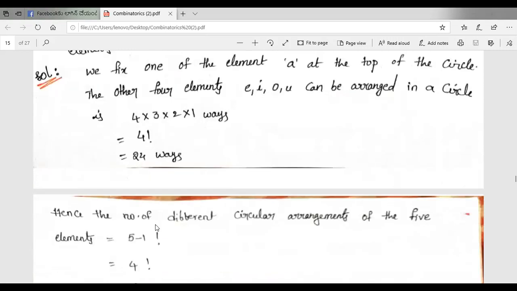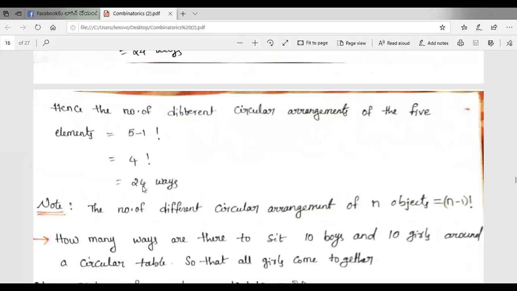Hence the number of different circular arrangements of the 5 elements is equal to 5 minus 1 factorial, that is 4 factorial, that is equal to 24 ways. Therefore, the formula for the number of different circular arrangements of n objects is n minus 1 factorial.